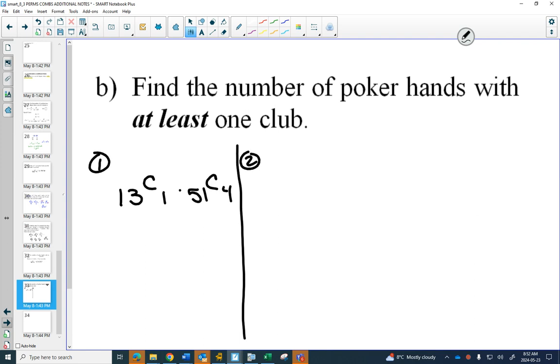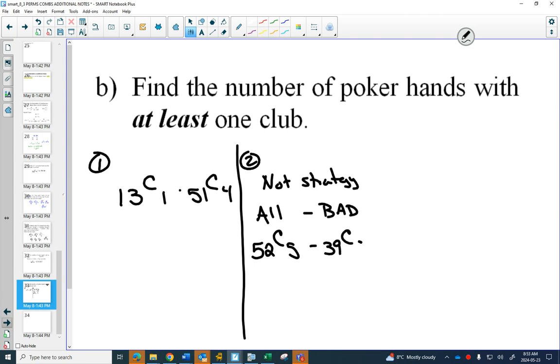Solution number 2. Well, I just counted how many poker hands had no clubs, so why don't I use the not strategy? The not strategy says, if you count all of them, so 52 choose 5 is all the poker hands, and then we subtract the bad ones, and we had 39 choose 5 with no clubs, everything you would have left would have at least 1 club. This is solution 2.